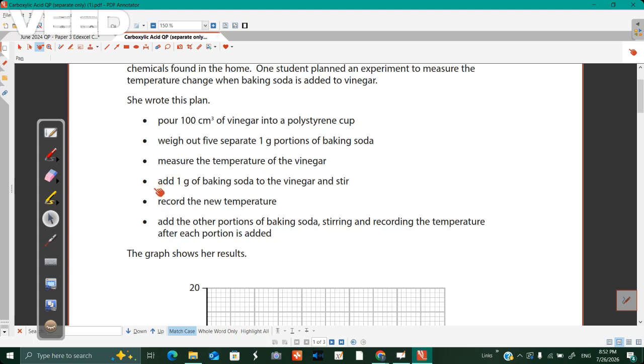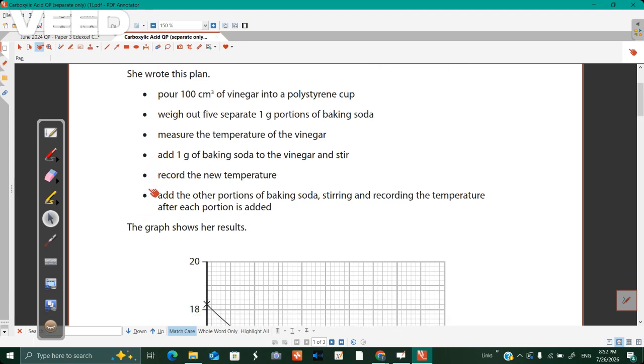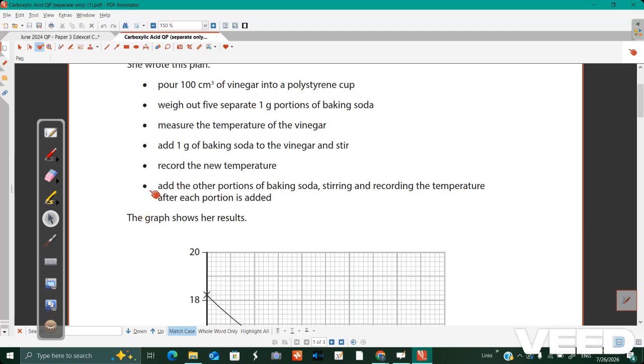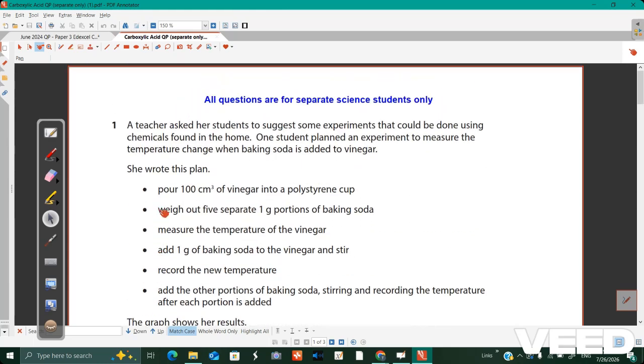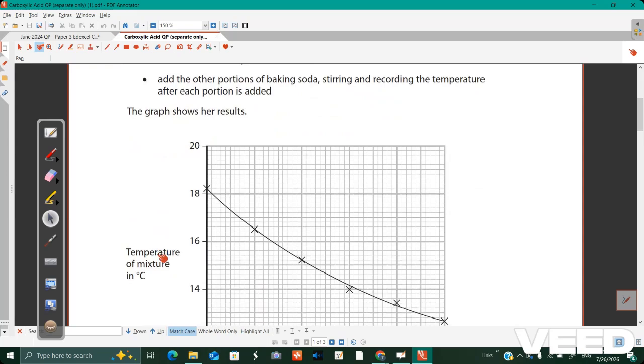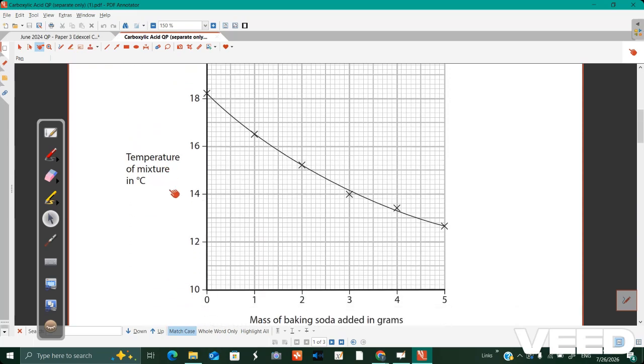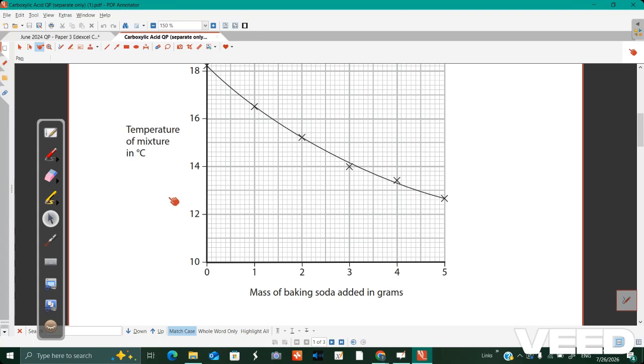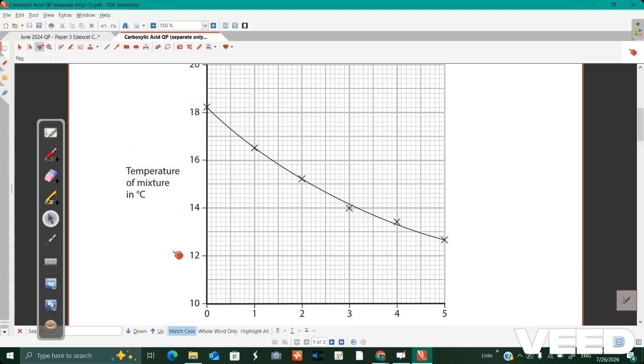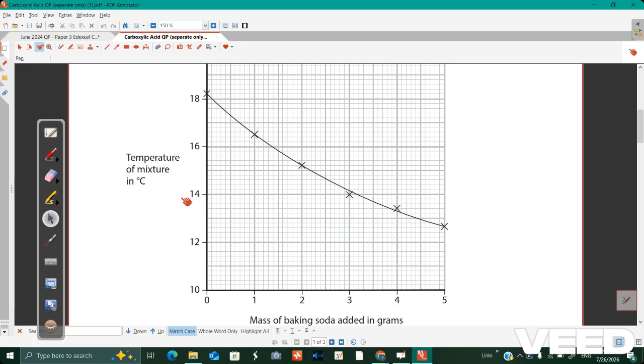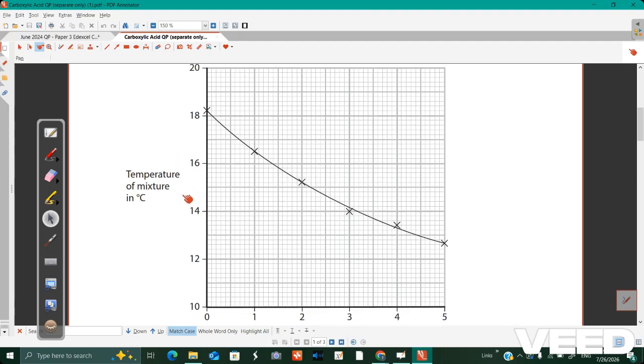Measure the temperature of the vinegar. Add 1 gram of baking soda to the vinegar and stir. Record the new temperature. Add the other portions of baking soda, stirring and recording the temperature after each portion is added. So they are determining the rate: temperature of the mixture against mass of baking soda added in grams. The temperature change with the amount of baking soda added.